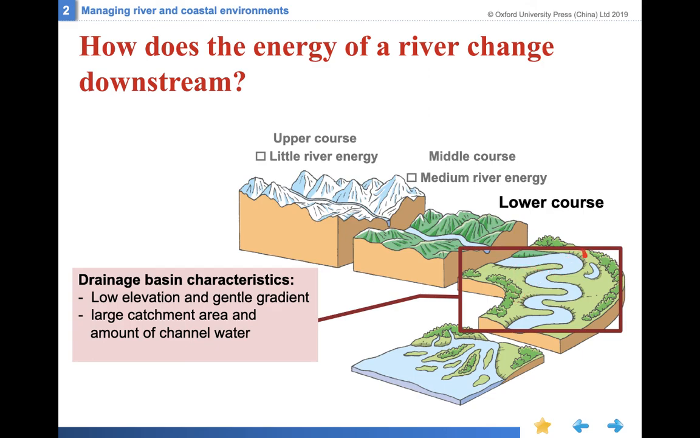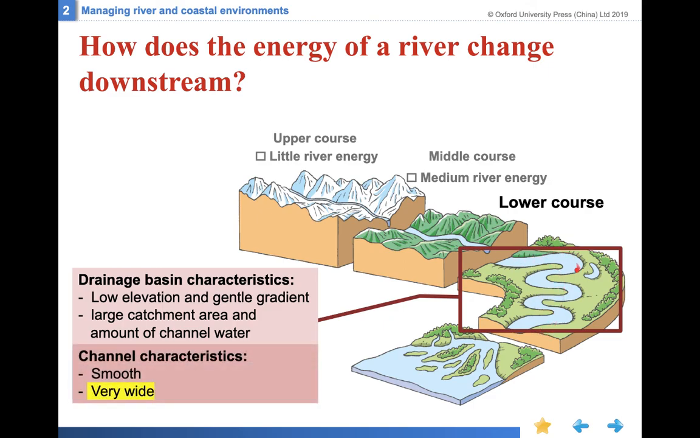For the lower course, because they have the low elevation and a very gentle gradient, and you can see the catchment area is very large, and thus there is a lot of channel water here, and it can flow smoothly, and you could see it's very wide here, and that's why they got a greater river energy in the lower course.